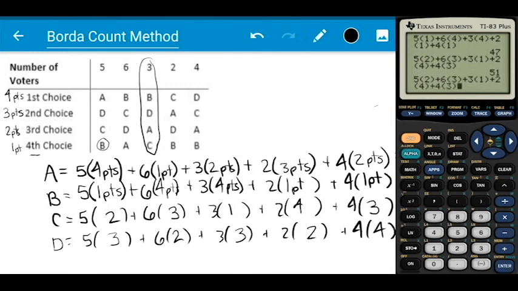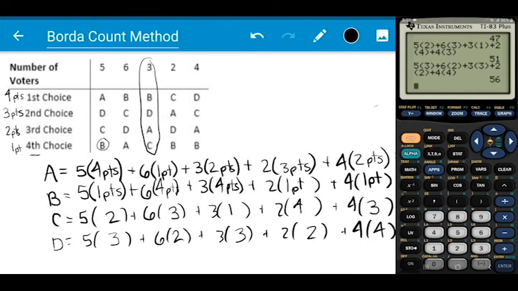Then we're going to do it one more time for D. We're going to go all the way back. We have 5 times 3, 6 times 2, 3 times 3, 2 times 2, and 4 times 4, which gives us a total of 56 points for D.